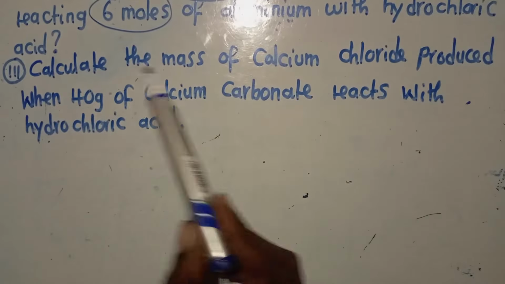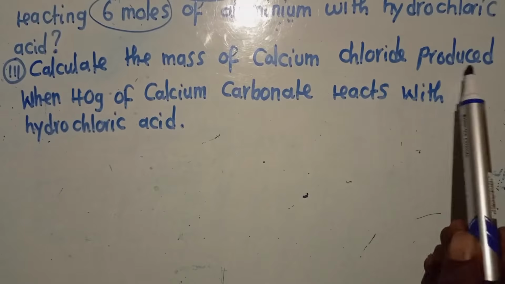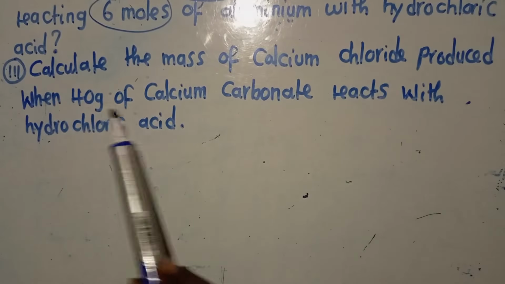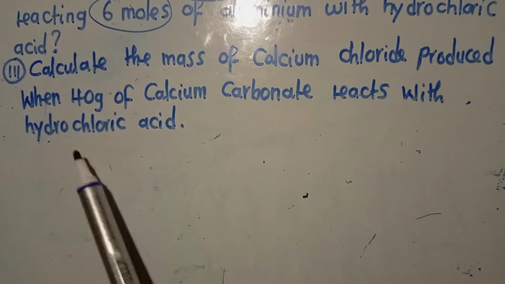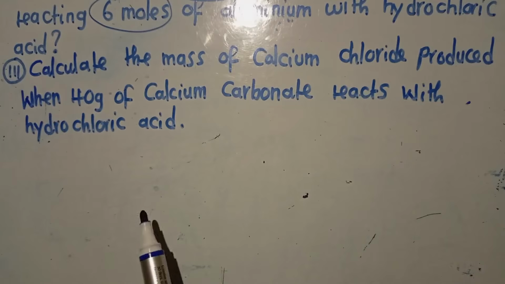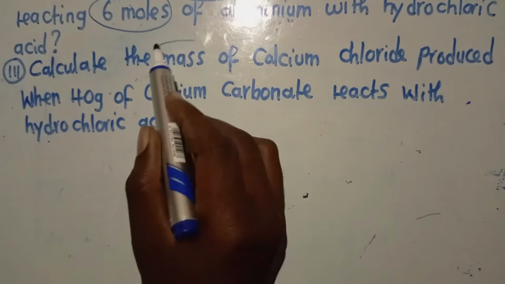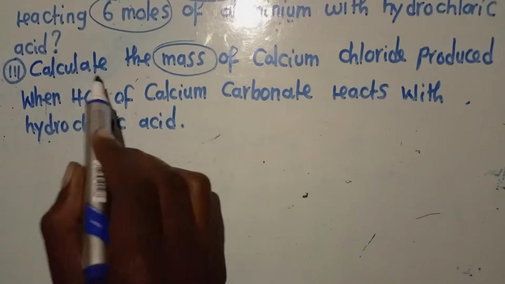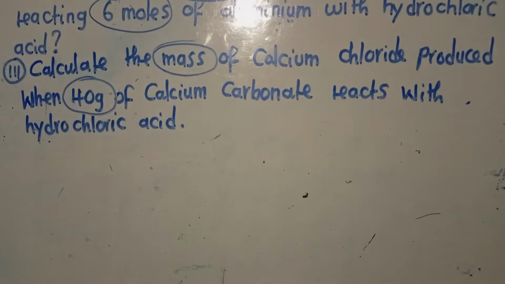The question is saying, calculate the mass of calcium chloride produced when 40 grams of calcium carbonate reacts with hydrochloric acid. What are you told here? Calculate the mass. Have you seen calculate the what? Mass, when given what? When given mass. So this type of calculation that we are dealing with is called what? Mass to mass calculations. Hope you are getting this. So you just need to identify them. You just need to know how to work out these particular questions. These are simple questions that you need to know.